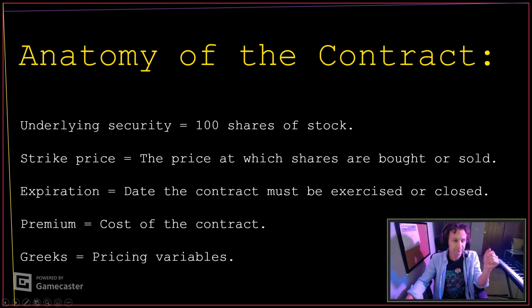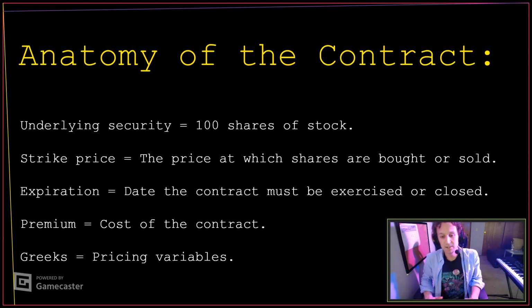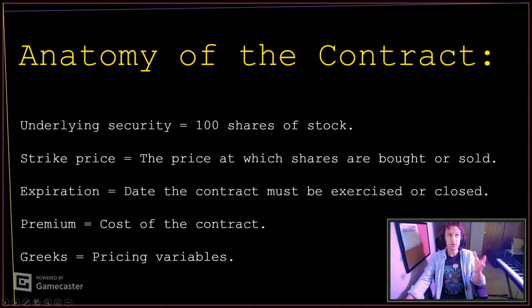Moving on. Okay, the anatomy of the contract. I want to talk about what different aspects of a contract exist a little bit, because it's important to understand the nature of the contract in order to be able to trade it wisely. So every contract has an underlying security. It's almost always going to be 100 shares of the stock. Almost always. The strike price is the price at which the shares are bought or sold. Expiration date is when the contract must be exercised or closed. The premium is the cost of the contract.